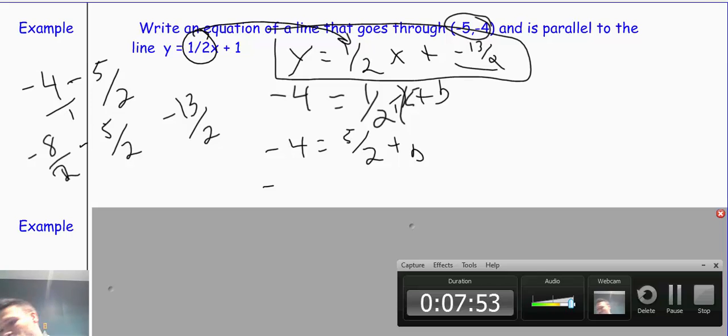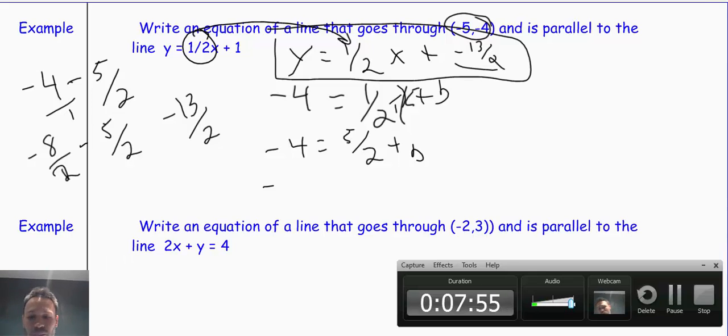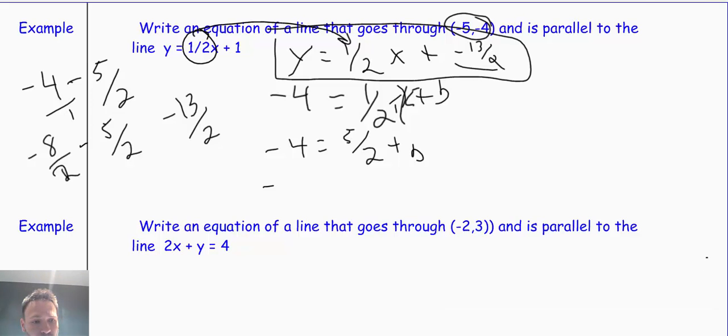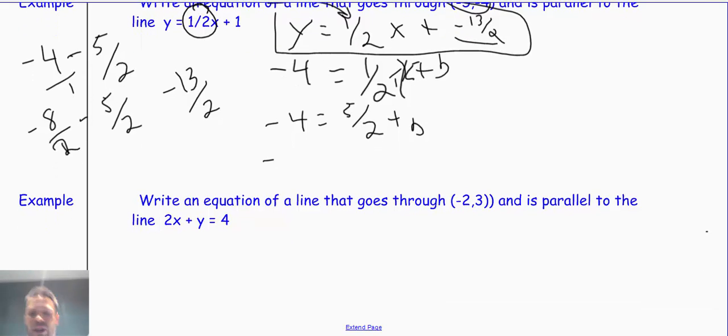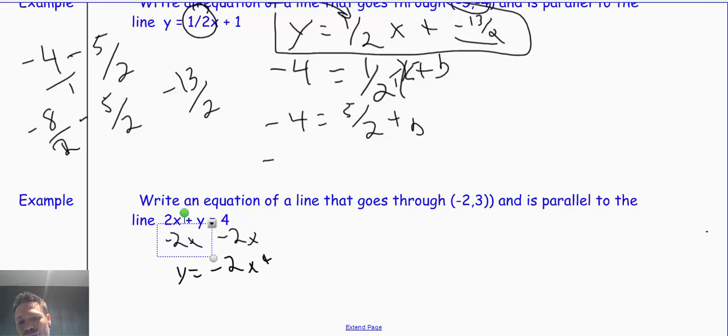All right. Let's try one more example before we're done. So let's take a look. Write an equation of a line that goes through (-2, 3) and is parallel to the line 2x + y = 4. Well, that's not in slope-intercept form. So the first thing I'm going to do is subtract my 2x from both sides. So I get y = -2x + 4.